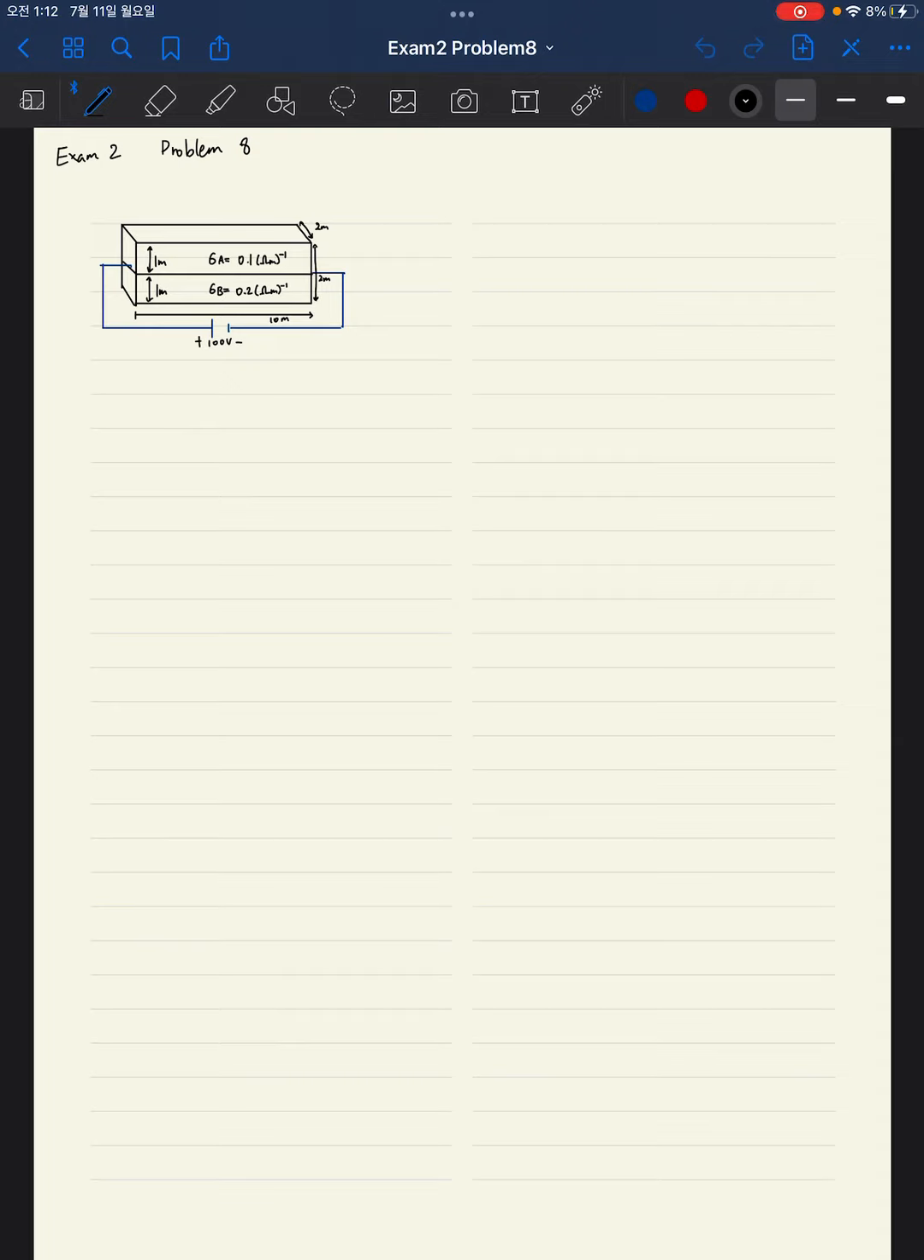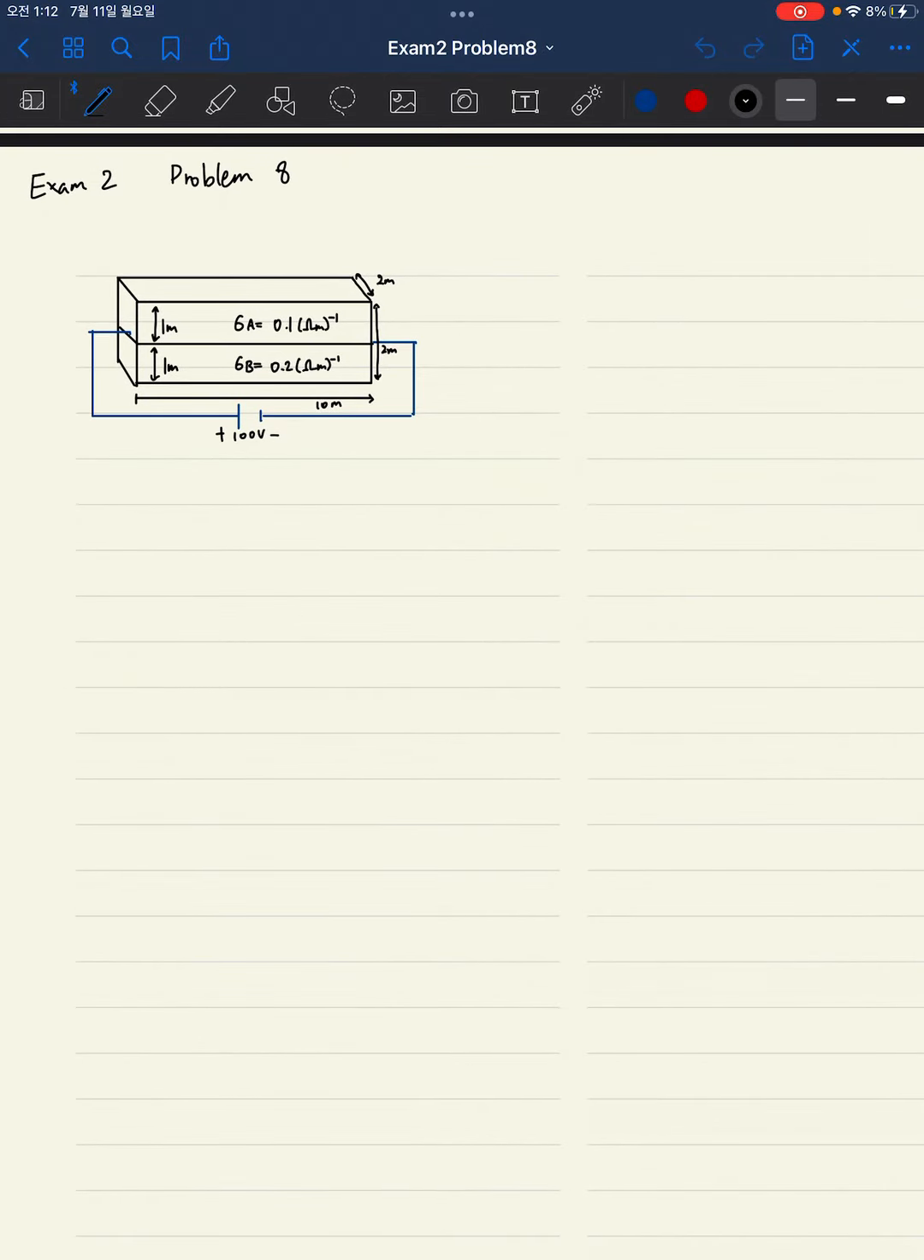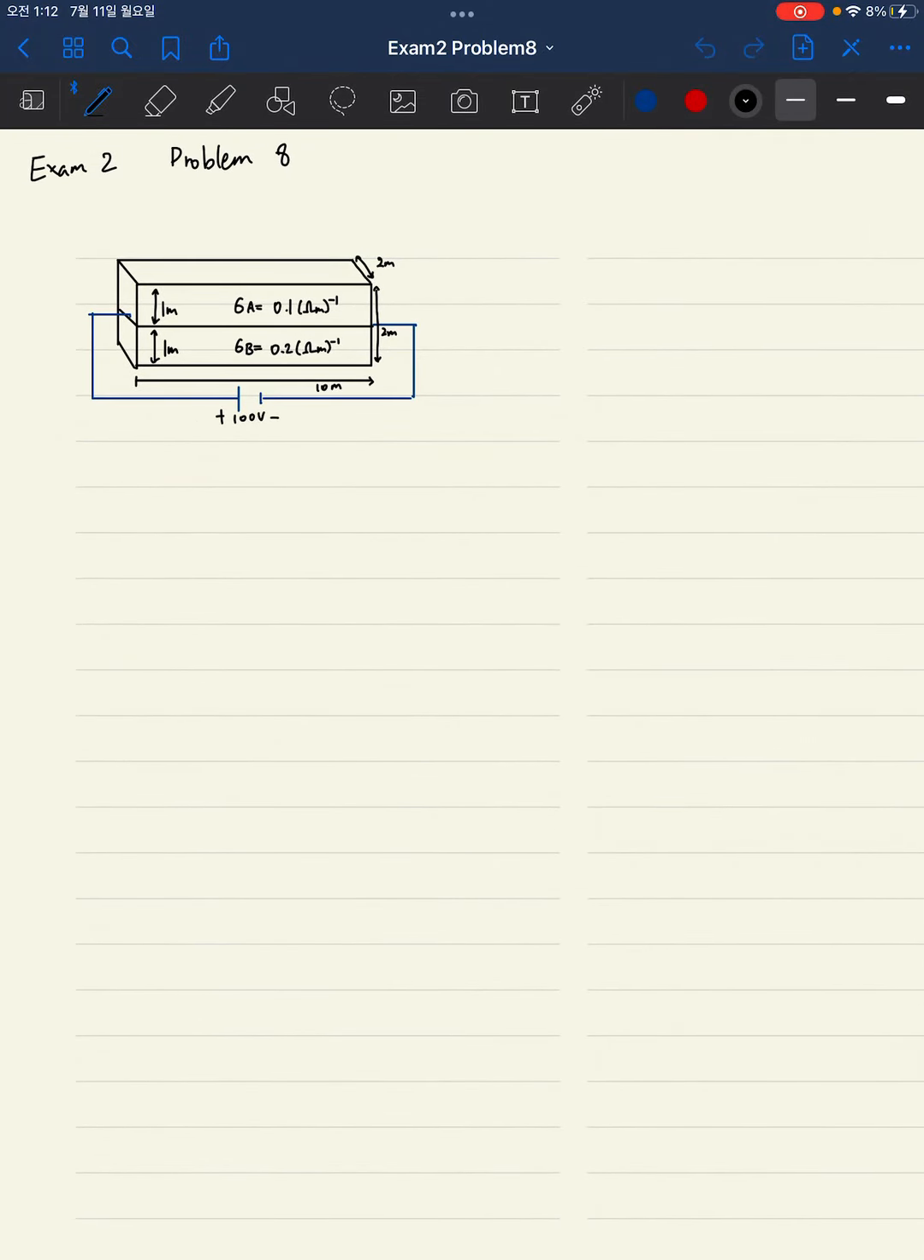Today I'm gonna talk about problem 8 from Exam 2. In this problem, we were given two different conductivities, which are 0.1 and 0.2. However, the potential is the same at 100 volts, and the cross-section of the resistor is 4 m squared.